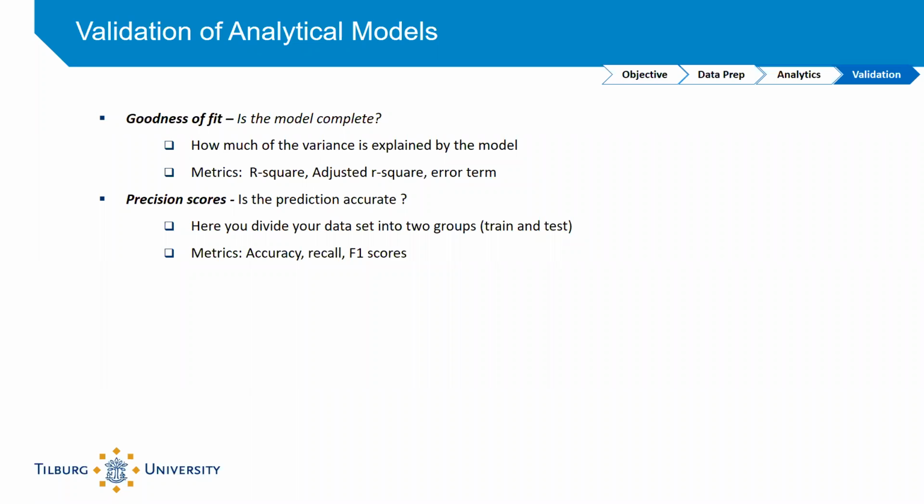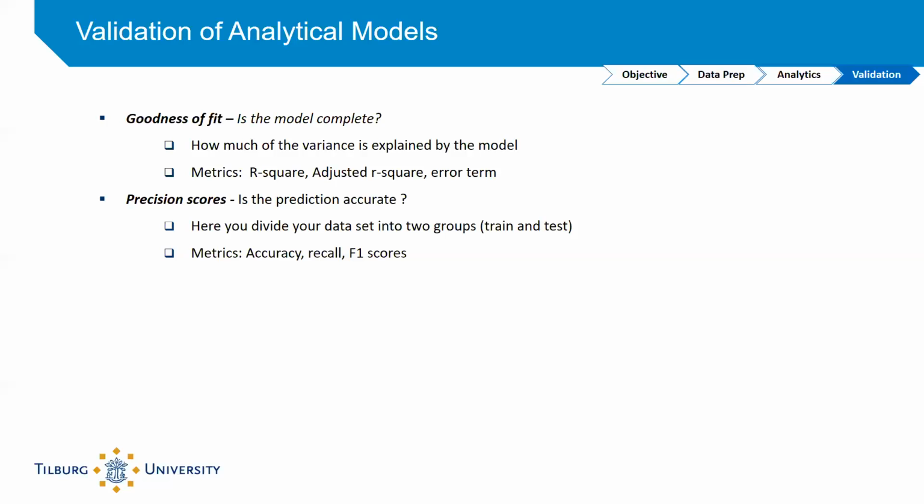The last step of the predictive analytics process is validation of the analytical model. Usually, the validation involves two big steps. One is understanding the goodness of fit, wherein we see if the model developed is complete. Are we missing something very important? Are we missing some very important data that we didn't have when building the model?